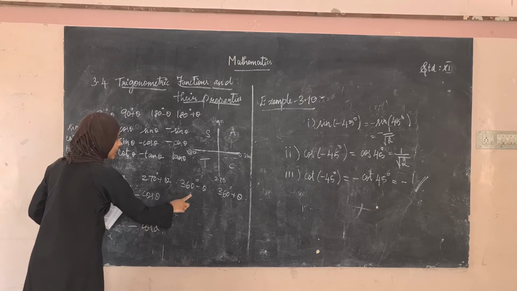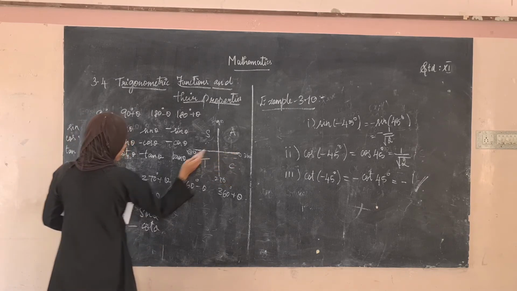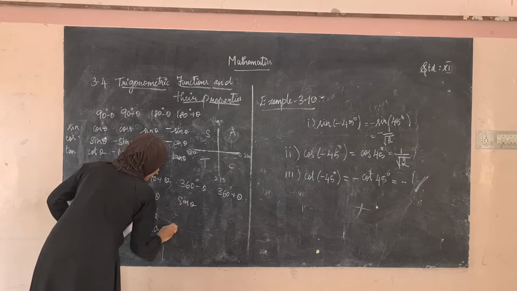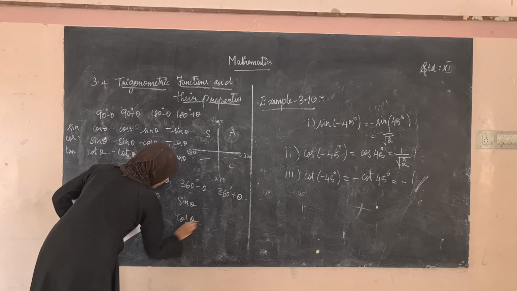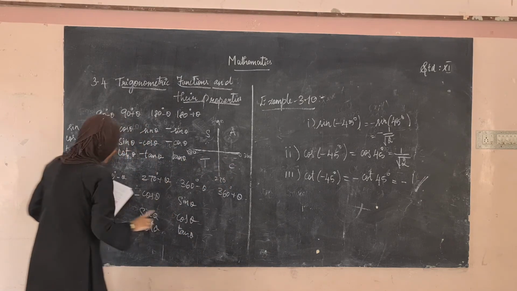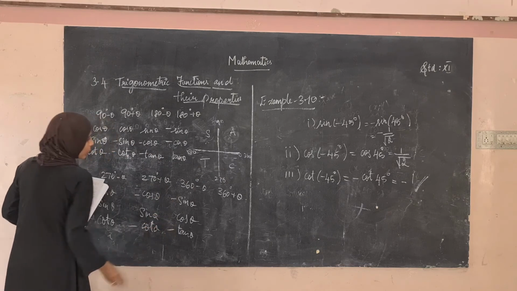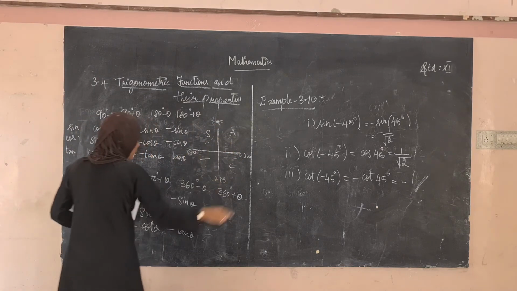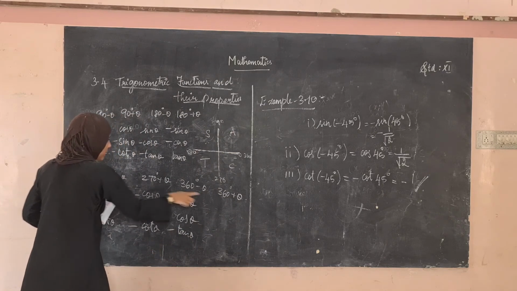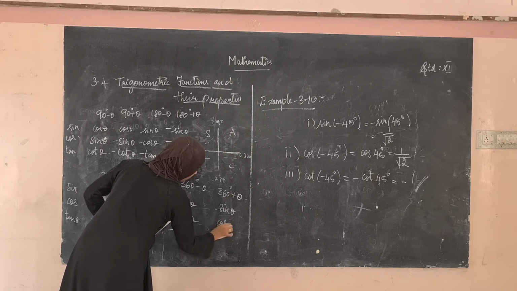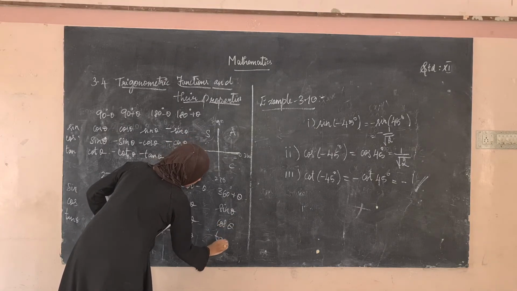And then again 360 minus theta. With 360 there is no need of changing the function. But 360 minus theta is in the fourth quadrant. Only C, that is only cos, is positive, so the other two things are negative. And 360 plus theta goes to the first quadrant again. All are positive. For 360 we don't want to change, therefore sin theta, cos theta, tan theta.